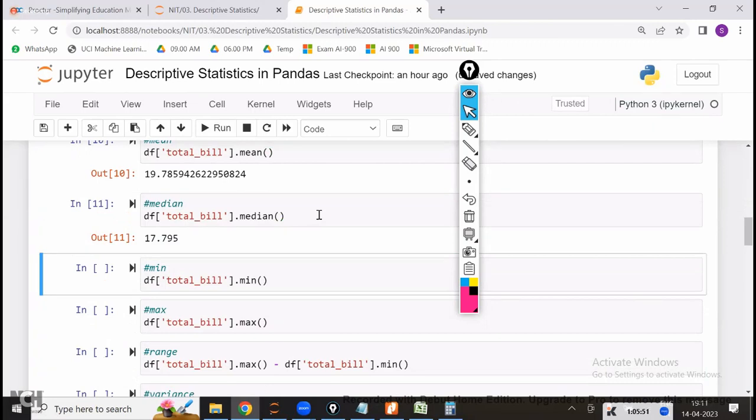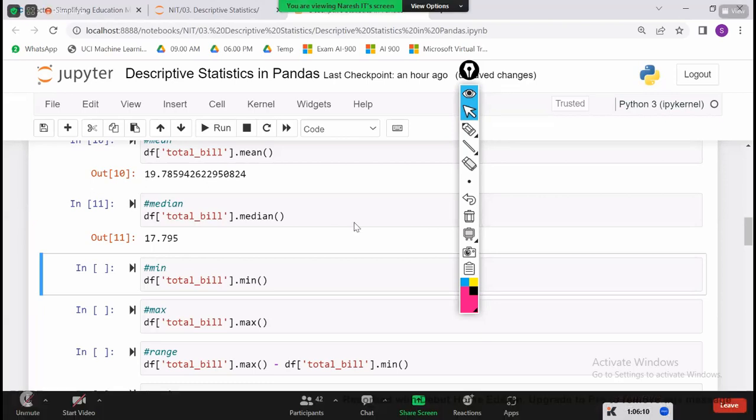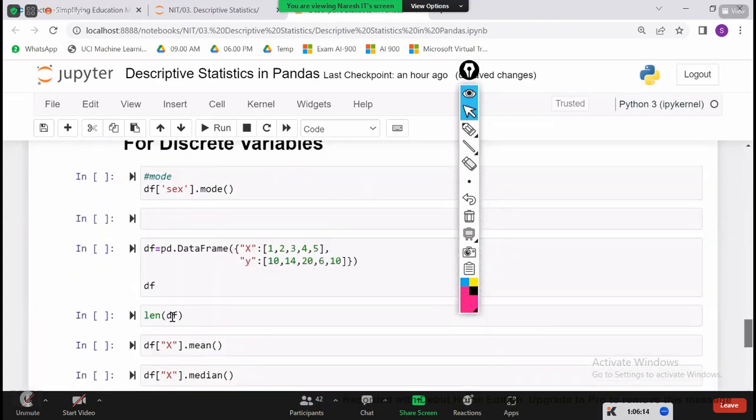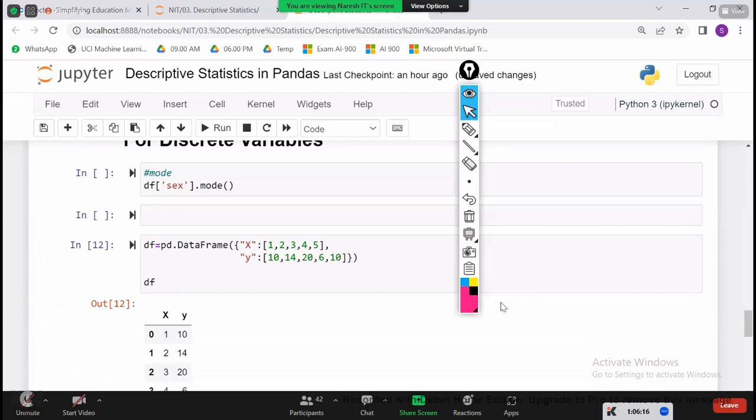Sir, whether it is a correct answer or wrong answer, how can I know? Whenever you want to practice, or whenever you are learning statistics or anything new for the first time, if you take a large amount of data for calculating, it will take so much time. Then what we have to do is select a small data set. See, I have created a small data set like this.